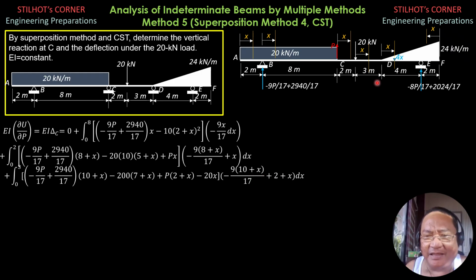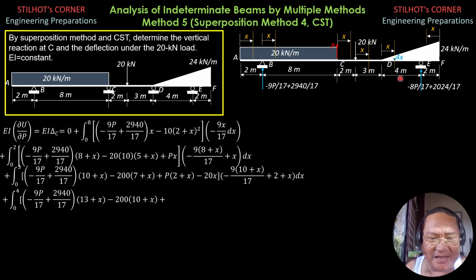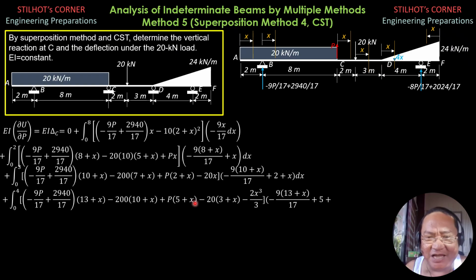Next we proceed to this section, the integral 0 to 4 of quantity negative 9P over 17 plus 2940 over 17 times quantity 13 plus x, then minus 200 times 10 plus x, then plus P times quantity 5 plus x minus 20 times 3 plus x, minus the moment of this triangular load, 1/2 of x times 4x. This is in terms of x, the load by similar triangles. 1/2 of x times 4x, moment arm x over 3. So the net moment value is negative 2x cubed over 3.